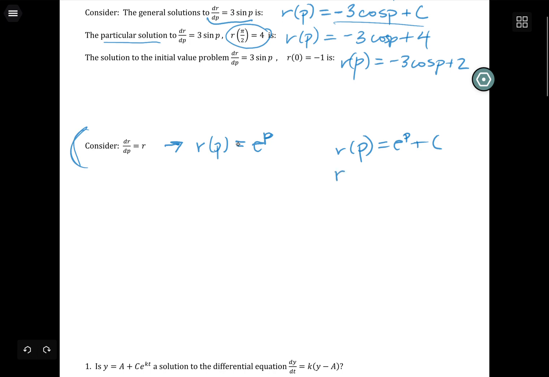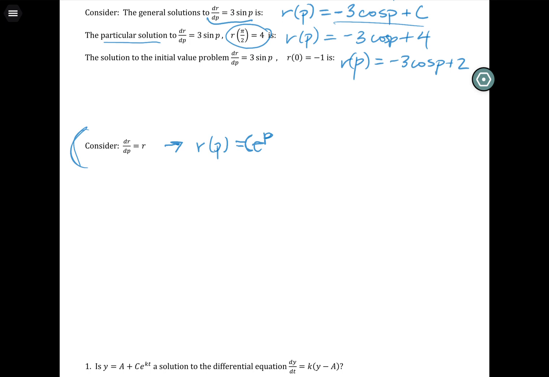That doesn't actually work because the derivative of that is just e to the p, which is not the function we started with. So actually what we want to be a little more general would be c e to the p. In that case, whenever we take the derivative, we will still get back to what we started with. So this is a little bit more interesting differential equation for us.